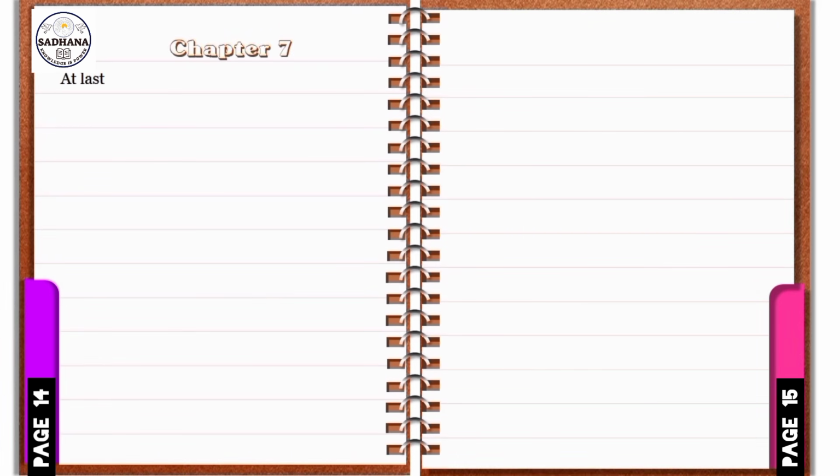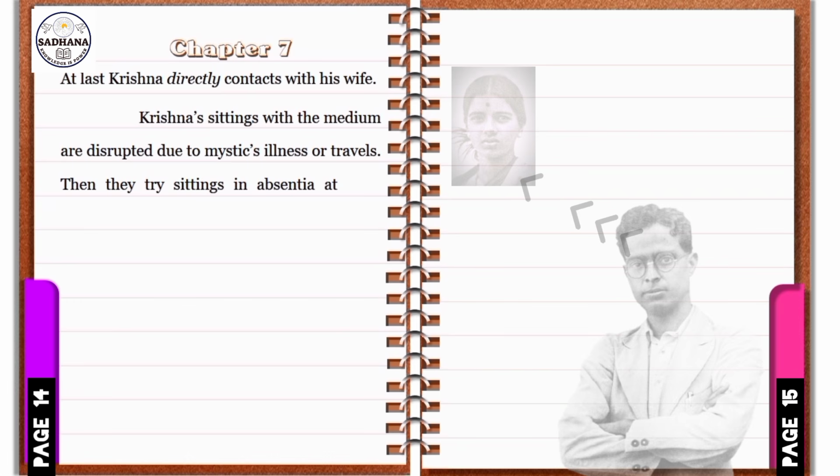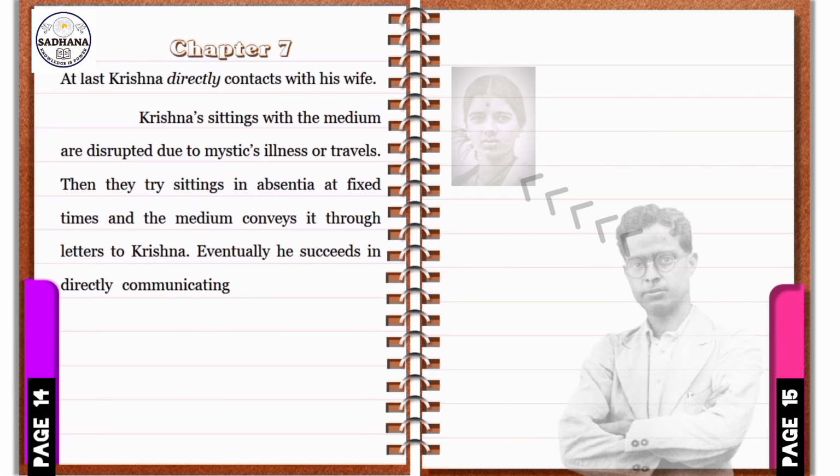Chapter 7. At last Krishna directly contacts his wife. Krishna's sittings with the medium are disrupted due to the mystic's illness or travels. Then they try sittings in absentia at fixed times and the medium conveys it through letters to Krishna. Eventually he succeeds in directly communicating with Sushila's spirit. This gives inexplicable satisfaction to both of them.